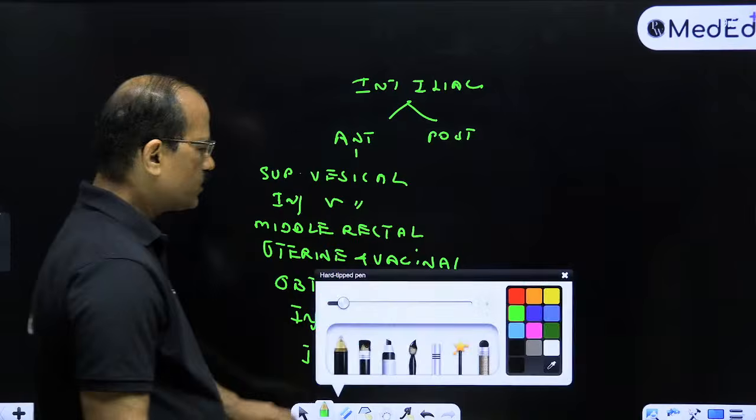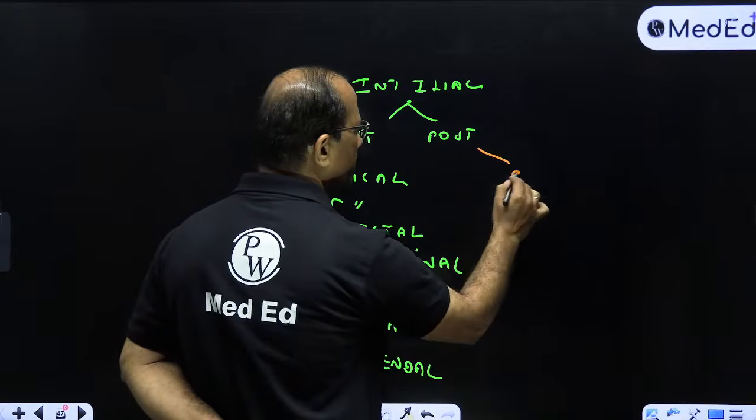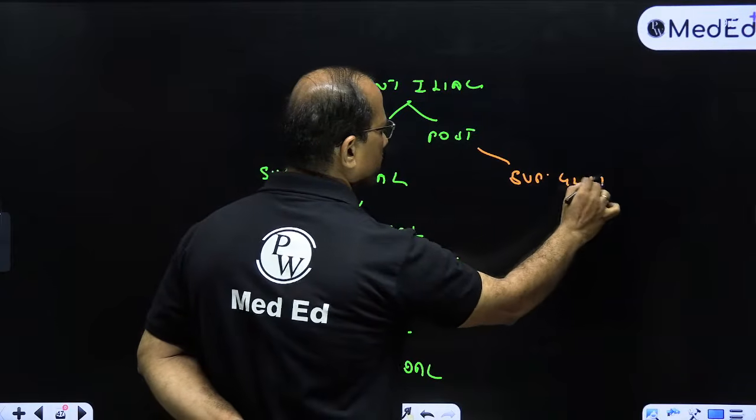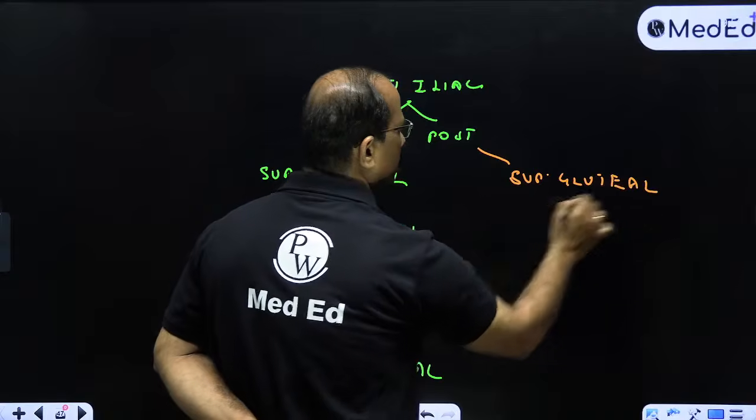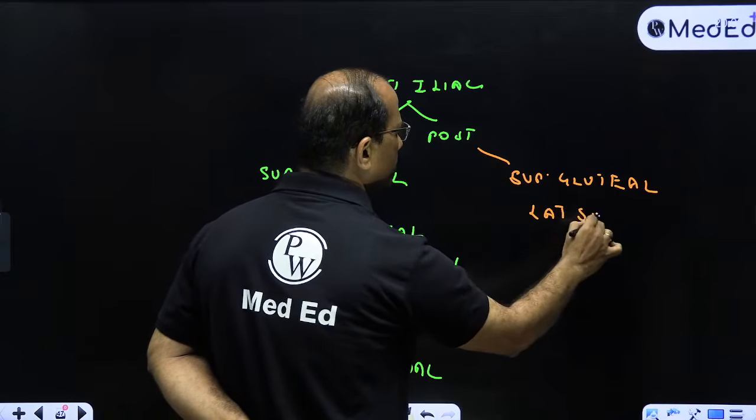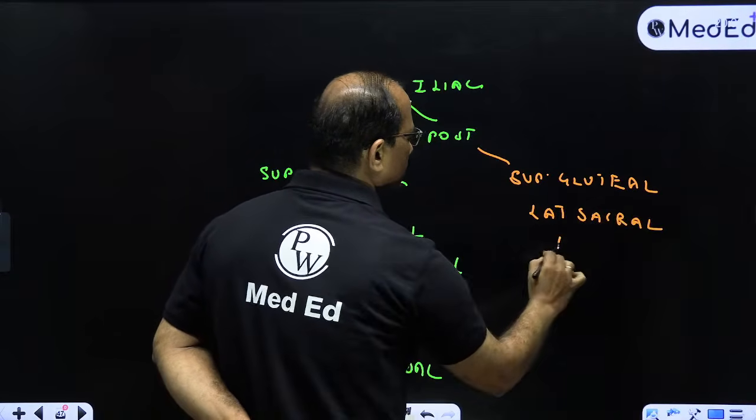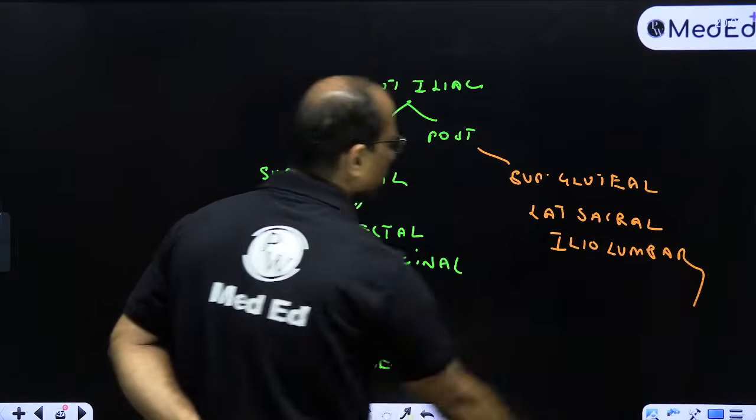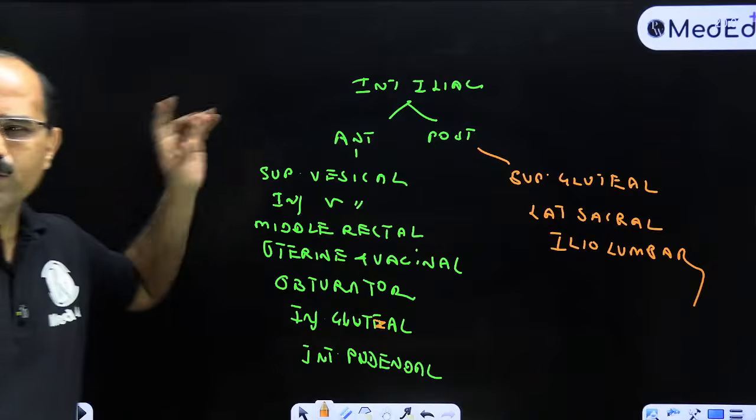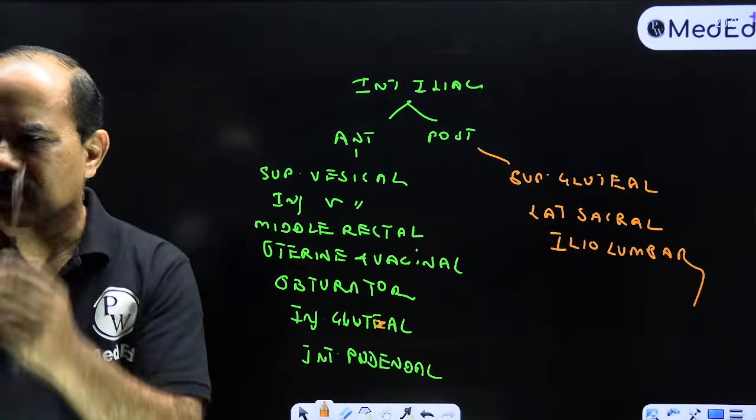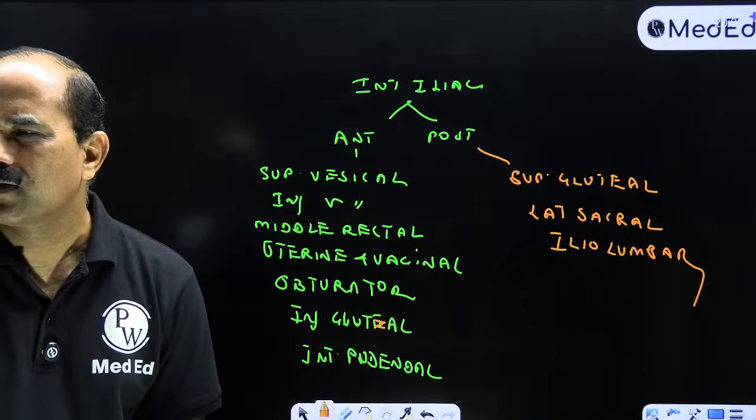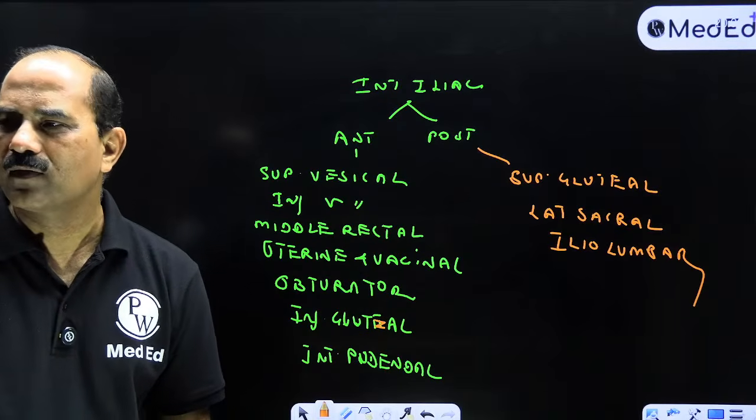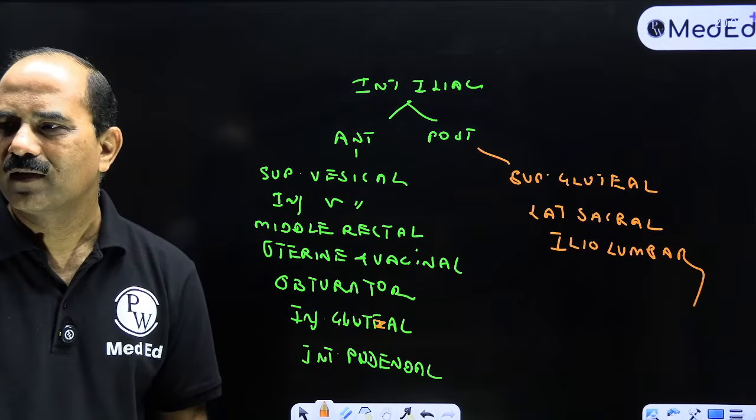Posterior division के branches: superior gluteal, lateral sacral, iliolumbar. Just remember this. ये याद रखना बहुत इंपॉर्टेंट है, बहुत इंपॉर्टेंट है. ओके, फाइन, ठीक है.